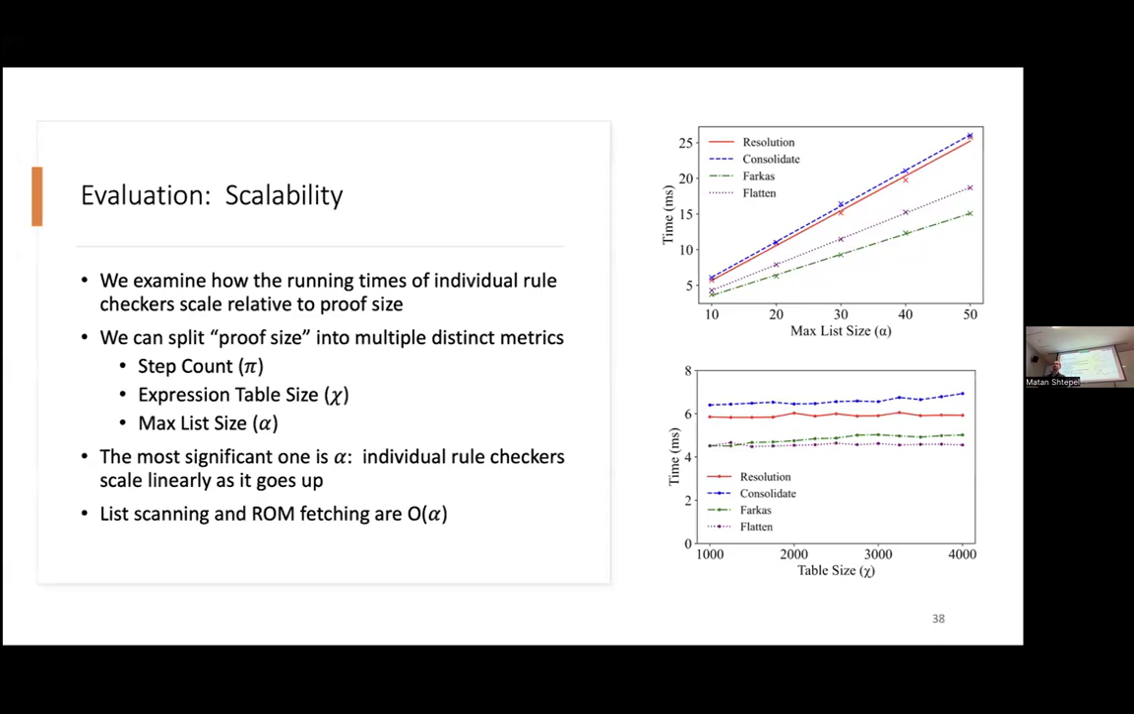Note that we can split proof size into multiple distinct metrics, like the total number of steps in a proof, the size of the expression table, and also the maximum size of individual lists within our proofs, which we call alpha. The most significant one of these is alpha, as you can see in the top right. The running times for individual rule checkers scale linearly as it goes up, and this makes sense because list scanning and fetching from our ZK read-only memory are both O of alpha operations. On the other hand, the size of the expression table is largely irrelevant, as you can see in the bottom right.